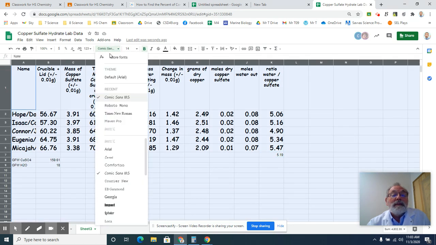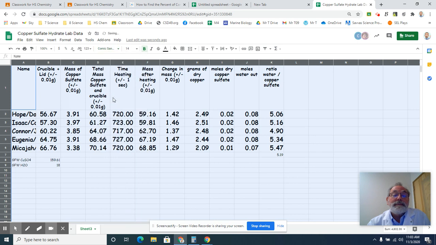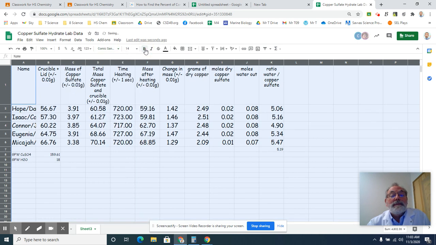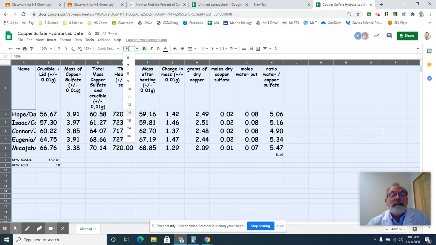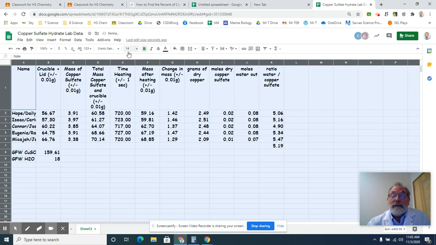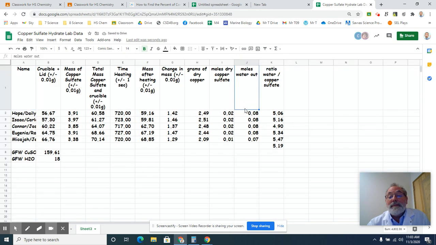Now, I don't like that this font is different than the others, so I will select my whole spreadsheet, Comic Sans, bold, and 14 it. Enter, and now it's all the same font.